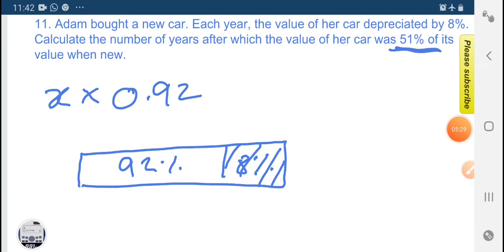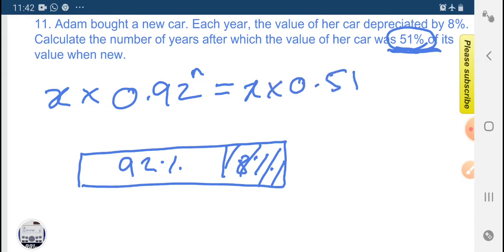Now we don't know for how many years, so we'll just write that as the power of n. If we knew it was 6 years, we could have just written 6. If it was 7 years, we could have just written 7. But we don't know, so we leave it as n. And then it tells us in the question that it has to become 51% of its original value. So x was its original value, and if you want to find 51% of something, you just times it by 0.51.